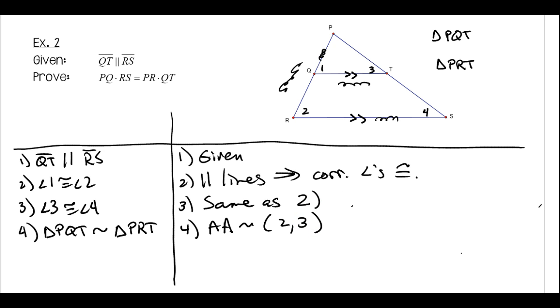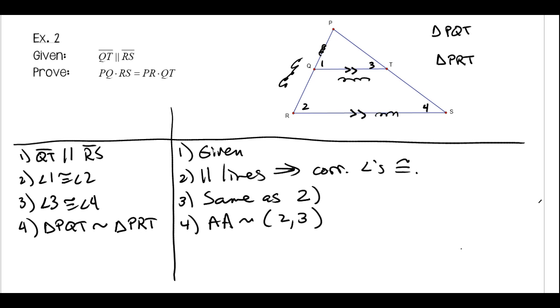And now that I have these triangles similar, I want to look at some proportions that use the sides that we're working with. So I'm going to do the ratio of PQ to PR. So that's the side on the left of the little triangle to the side on the left of the big triangle. So I've got PQ to PR. And then I'm going to do the bottom side of the small triangle over the bottom side of the big triangle. So that's QT over RS.